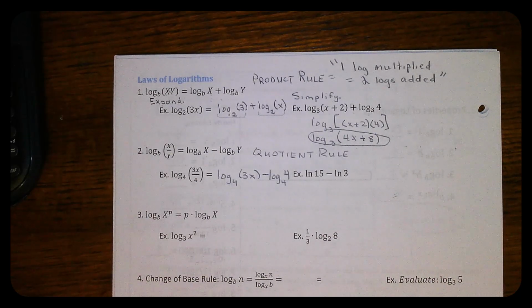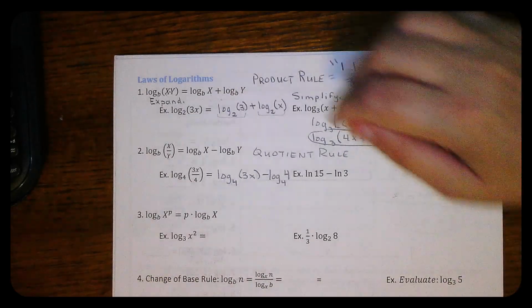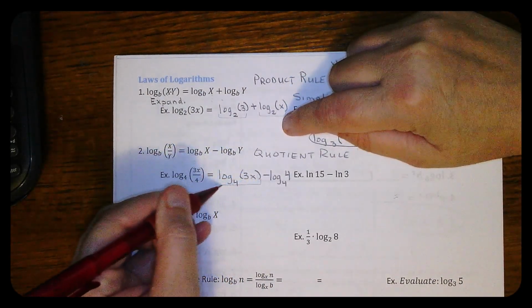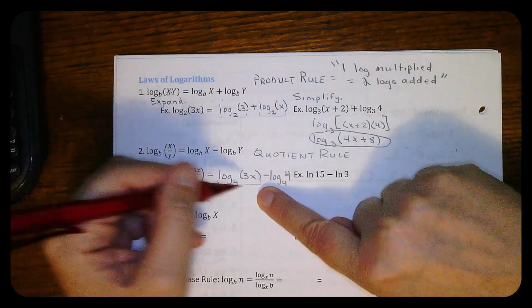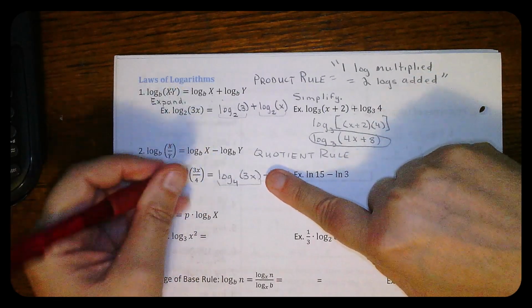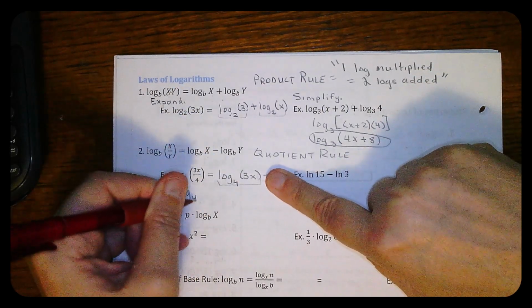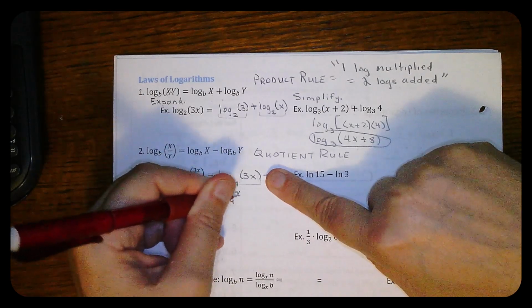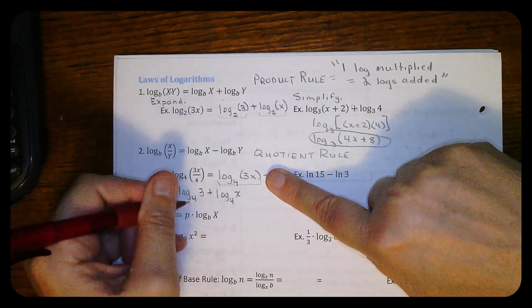Okay, now this is where it gets tricky because you have to keep going if you can. So now we have a few more rules at our disposal. So look at this log. What do you see in the argument? Do you see 3 times x? Well, 1 log multiplied, you can split that into 2 logs added. So that would be the log base 4 of 3 plus the log base 4 of x. So that log becomes those 2.